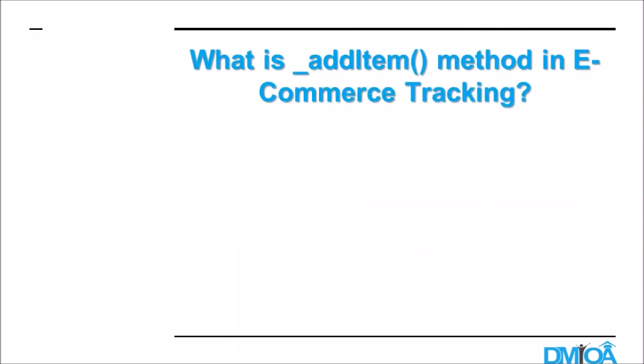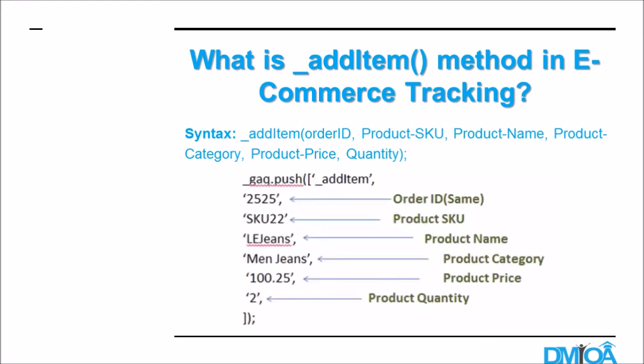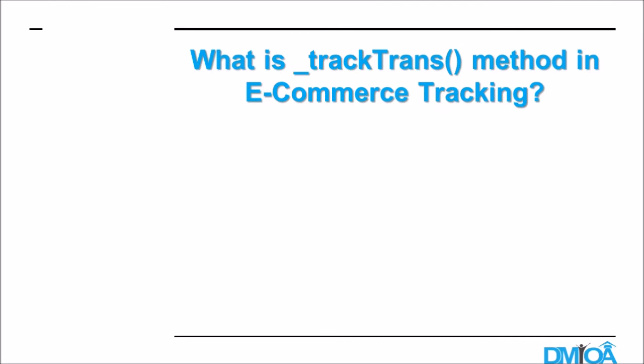Next is add item method. It is used to add a product to the visitor's transaction and to store all the information about the purchased product. The syntax for add item is order ID, product SKU, product name, product category, product price, and quantity. This is an example of an add item method. Here order ID is the same, 2525, SKU 22 is the product SKU code, Lee jeans is the product name, men jeans is the product category, 100.25 is the product price, and 2 is the product quantity. Track transaction method is used to send all the e-commerce data information to the Google Analytics server.